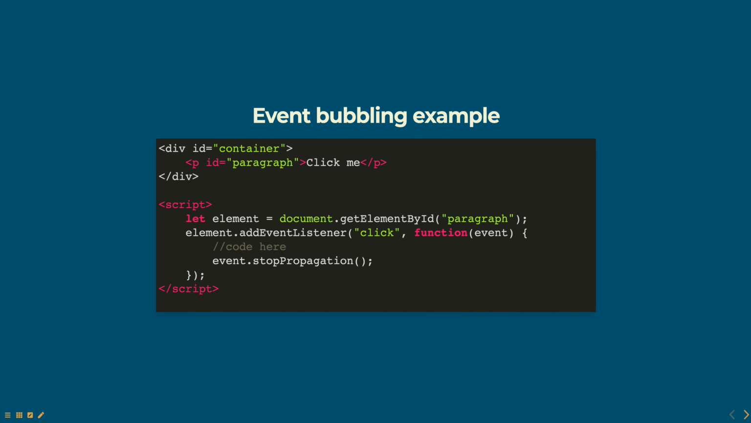You can stop the event bubbling by calling event.stopPropagation method. In this example, the event will only trigger the click event attached to the paragraph element and will not propagate to the parent div element.